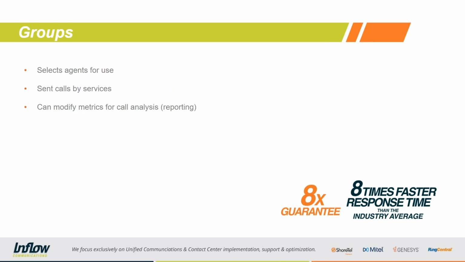The service will typically go to a group. We are going to focus on groups today. Scripting is another option, and will be covered in an advanced webinar later, because there is a lot to go over with that. But the groups are very simplistic. They select the agents that are able to take specific calls. They are sent calls by services, so that is how the group, in fact, gets a call.